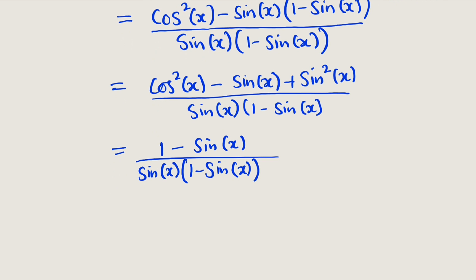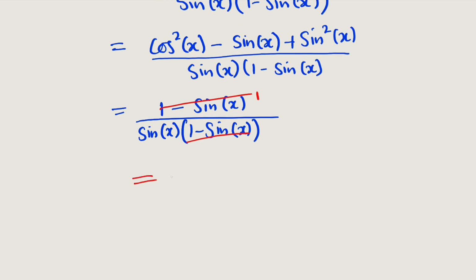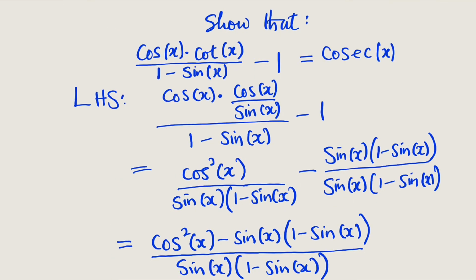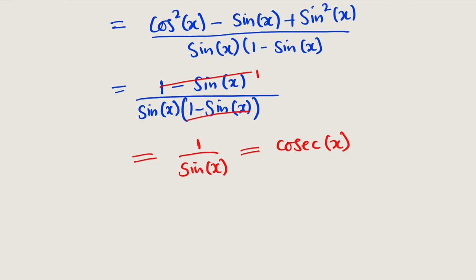To the top, we have 1 minus sine x, and to the bottom, we also have another, so they can just cancel out. To the top, we have 1. Finally, we have 1 divided by sine x. And 1 divided by sine x is cosecant x. This is cosecant x, which is exactly equal to what we have on the right hand side, hence proved.